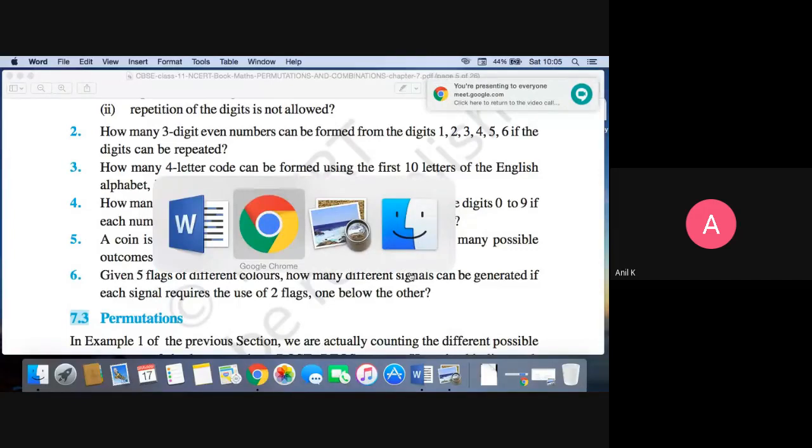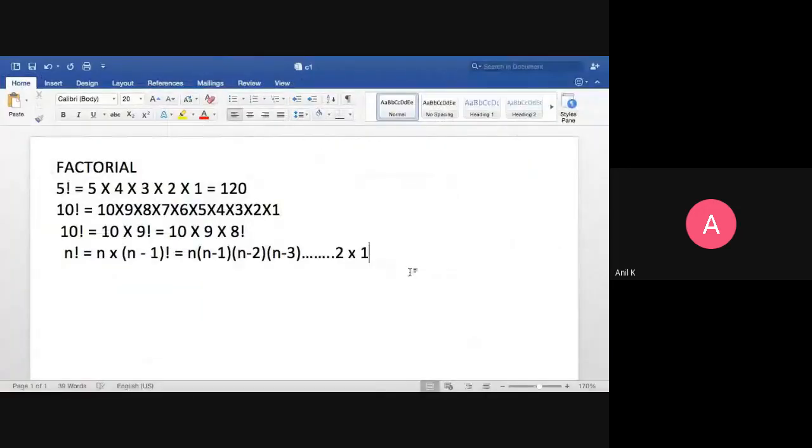Okay. I hope this is clear for all of you. How is n factorial defined? n factorial can be defined as n into n minus 1 into n minus 2 into n minus 3 into, and so on till 3, 2, 1. For example, if I take n as 10, it will become 10 factorial. So you'll get 10 into 10 minus 1, that is 9 factorial, or 10 into 9 into 8 into 7 and so on, 6, 5, 4, 3, then 2 into 1. So here this is n factorial.